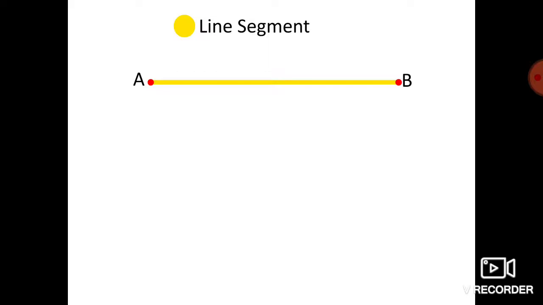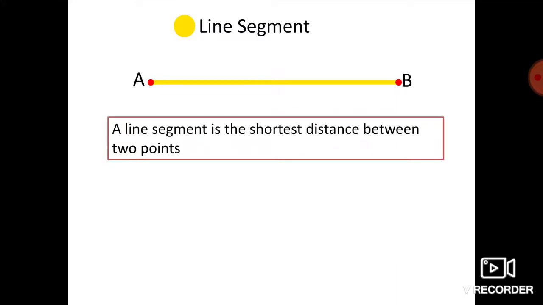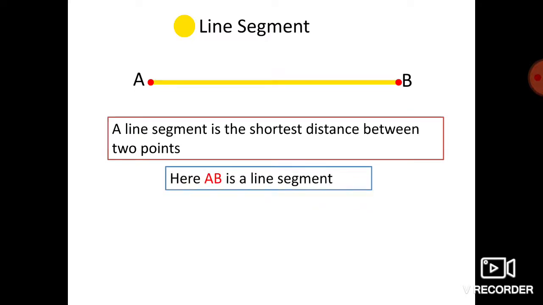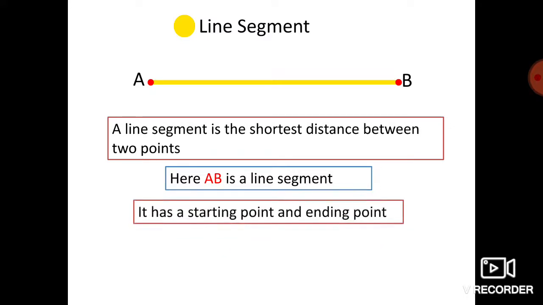A line segment has a starting point. Here the starting point is A and it has an ending point. It ends at the point B. So B is the ending point and A is the starting point. It has a fixed length. Next see, a line segment is the shortest distance between 2 points. Here AB is the line segment. It has a starting point and ending point.